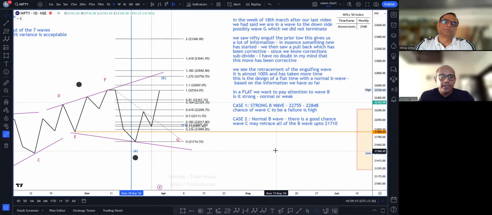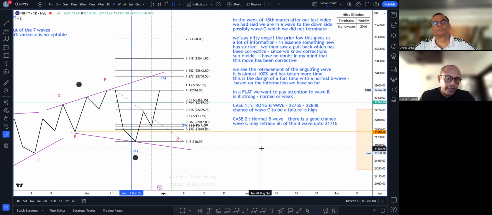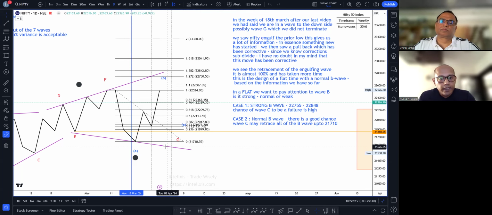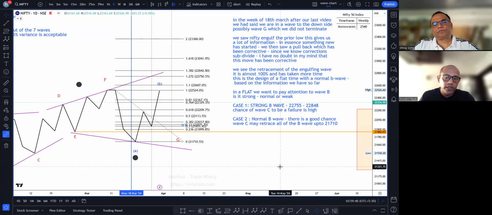My second case is based on the information I have on my chart. Let us assume that the B leg is only a strong B leg. Then what can I expect for the C leg? When the B leg is between 81 and 100%, the C leg has a very good chance of retracing this entire B leg. Okay, so that would be my two cases on Nifty.